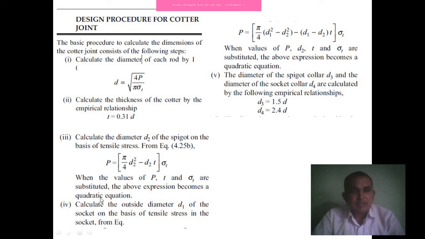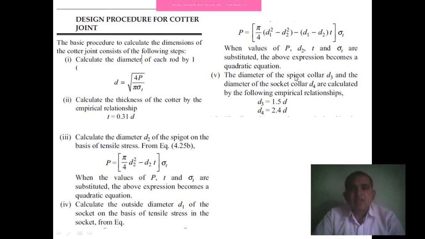Then calculate the outside diameter d1 of the socket on the basis of the tensile stresses in the socket by using this equation: P is equal to the bracket pi by 4 into d1 squared minus d2 squared, minus the bracket d1 minus d2 times t, whole bracket, times sigma t. You can reshuffle the equation for sigma t, sigma c and tau, and based on that you can find out some values of the cotter joints. When the values of P, d2, t and sigma t are substituted, the above expressions become quadratic equations and you can find out the value.